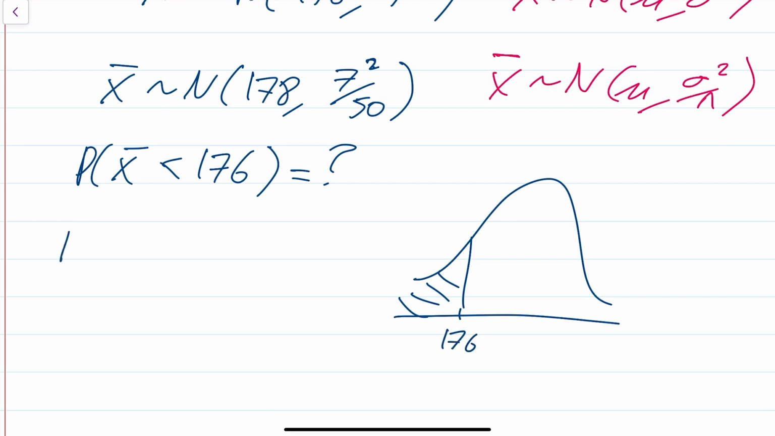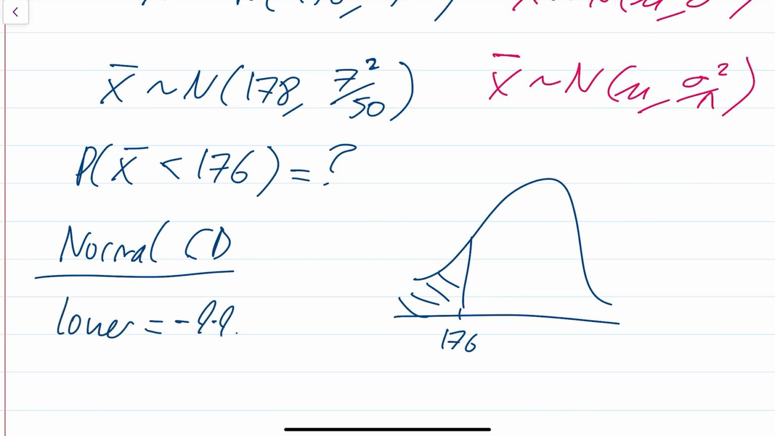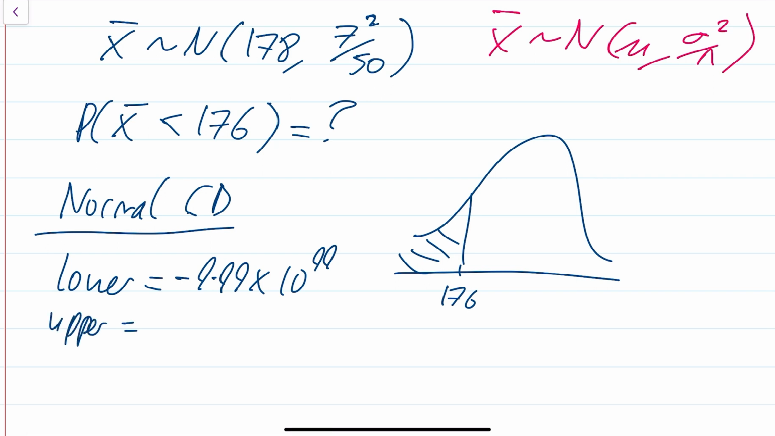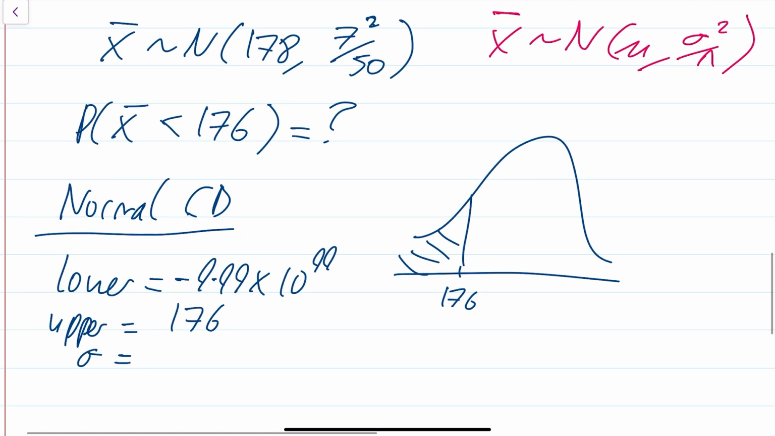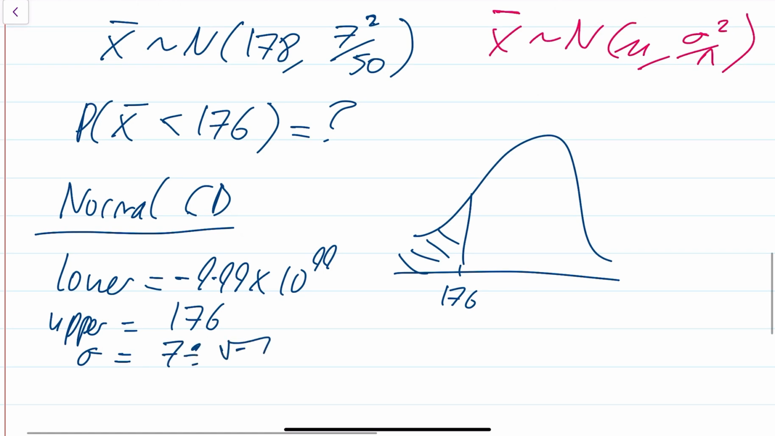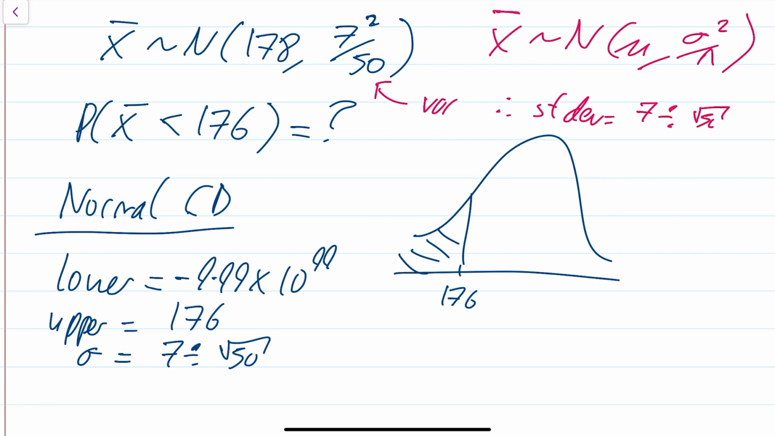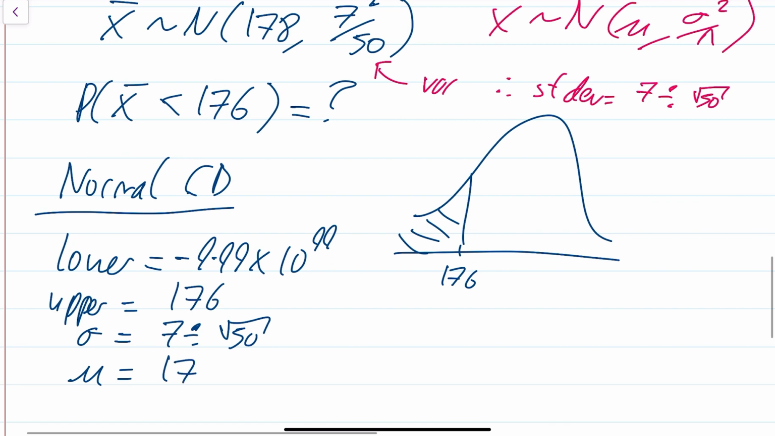So you want to go for normal CD again, and then your lower is minus 9.99 times 10 to the power of 99. That's as close as you can get to minus infinity. Your upper is 176. Your sigma is, and this is a bit of a trick, instead of your sigma being 7, it's now 7 divided by the square root of 50. That was your variance, remember? Therefore, your standard deviation is the square root of that. The square root of 7 squared is just 7, and the square root of 50 is root 50, so it's 7 divided by root 50. Just do that on your calculator. Your mean is still the same, 178.